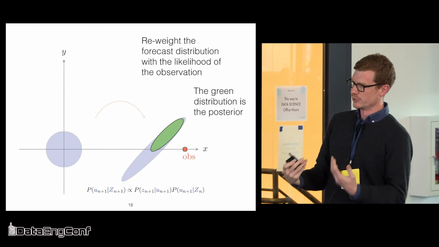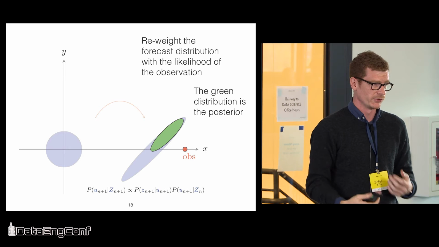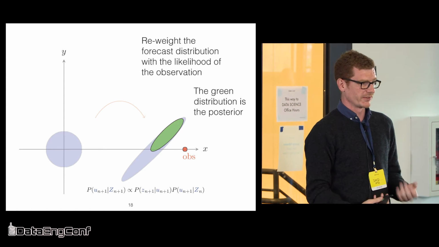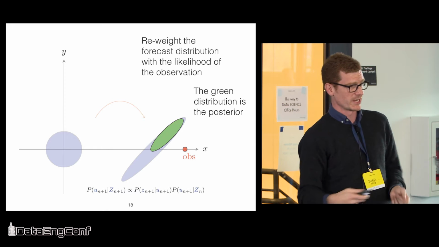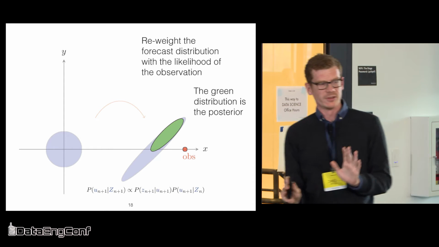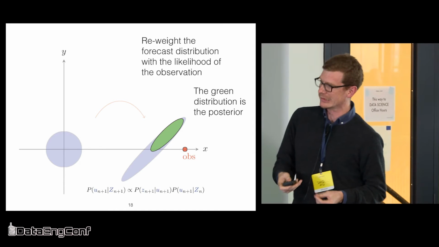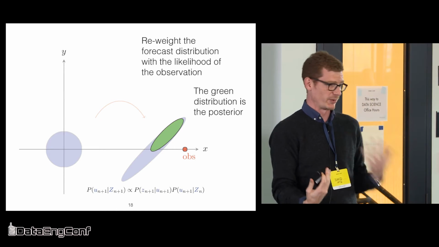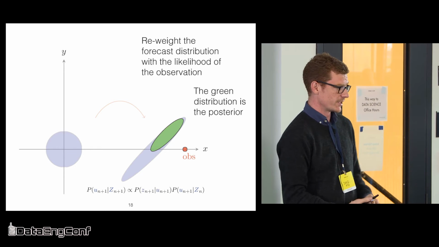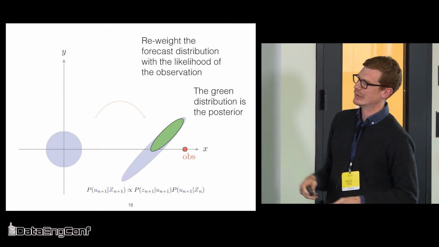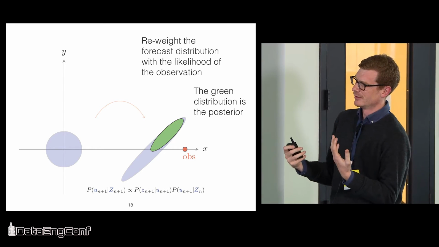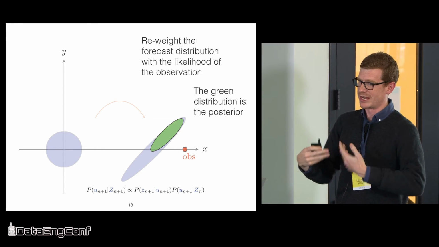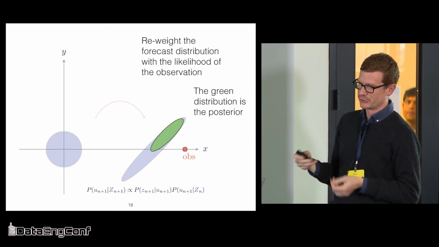So this green distribution is the re-weighted distribution. This is your new estimate, or all the information that you have about the state at time n plus 1, given all the data up to n plus 1. In Bayesian terminology, this is called a posterior. You have a prior, which is what you thought before you included the data, and then you have a posterior, which is what you thought after you included the data. So this is our posterior. This is your new starting point once you get the next observation. So this creates a cycle, called the filtering cycle.